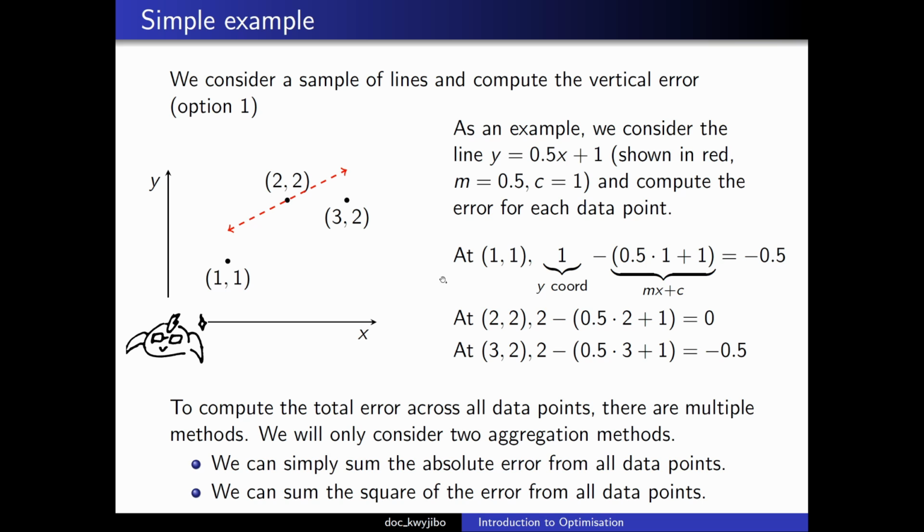Now at the point 1, 1, so this guy over here on the left, we know the y coordinate, it's 1, and this value up here, we're going to substitute into our formula. So we have the 0.5, we're multiplying it by the x value, which is 1, and then adding 1. If you plot all of that into your computer, or calculator, you get negative 0.5. That kind of makes sense, because it's below the line.